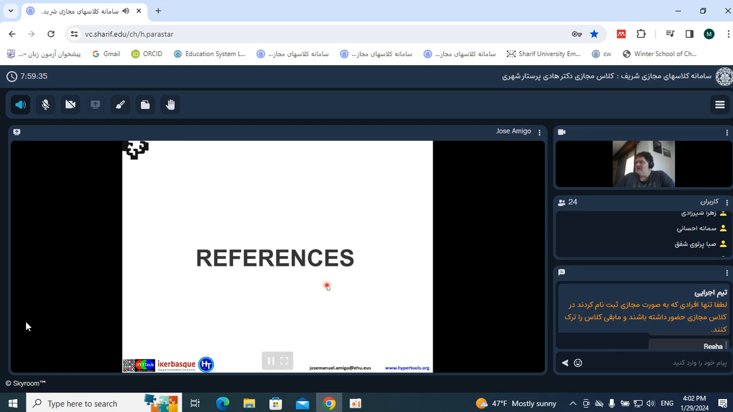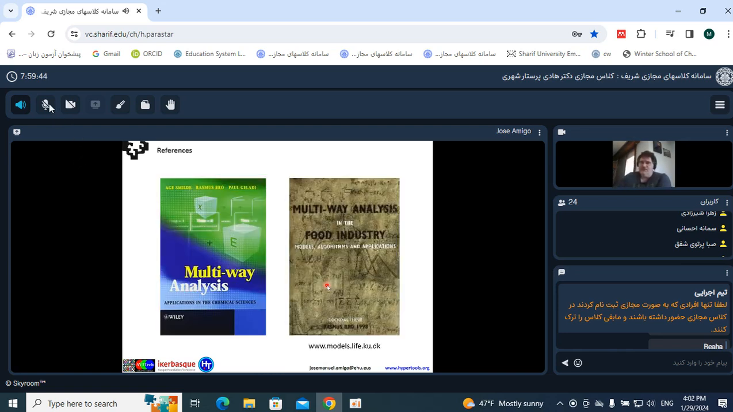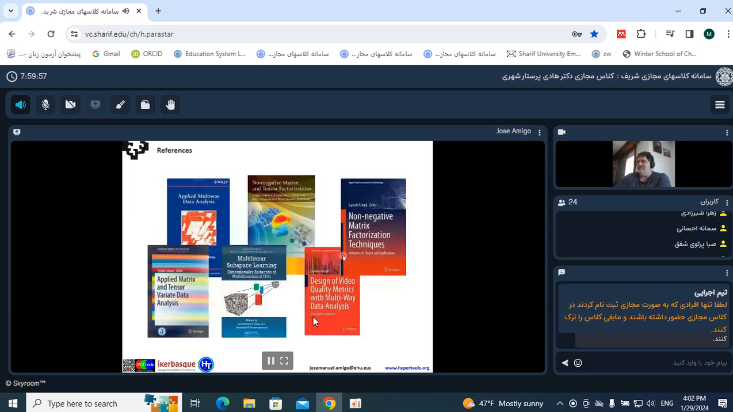But if you want, Hadi, I can send you the presentation in PDF, so you can have the main references if you want to master multi-way analysis. That is mostly these two books, Multi-way Analysis by Age, Rasmus, and Paul, and also the PhD thesis by Rasmus. And in the literature, there are many books.